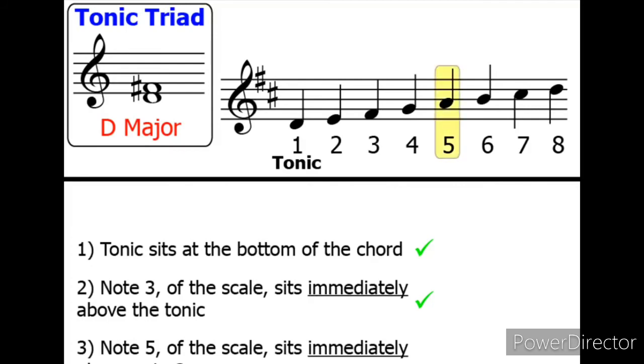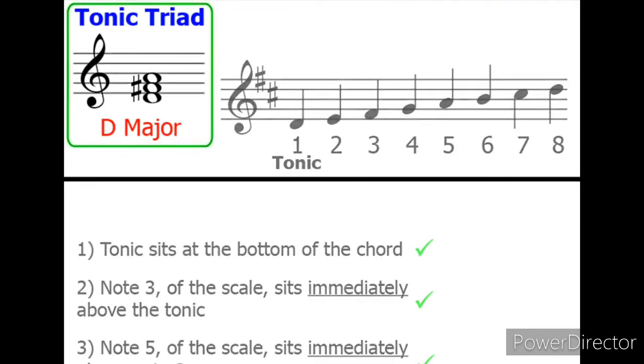Step 3, we take note 5, the A, and we pop that onto our tonic triad. Step 3 complete, but let's just take the stave away to ensure that they look like balancing balls. They do. Here's our tonic triad for D major, D, F sharp and A.